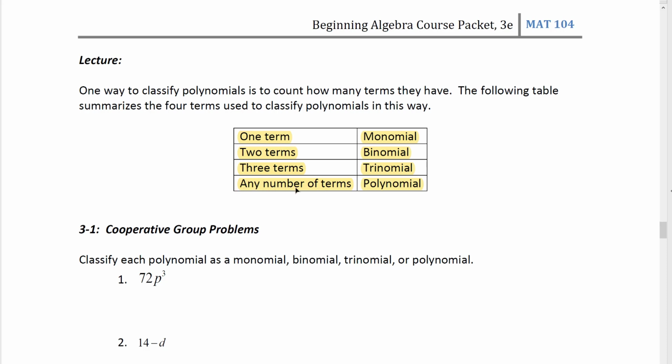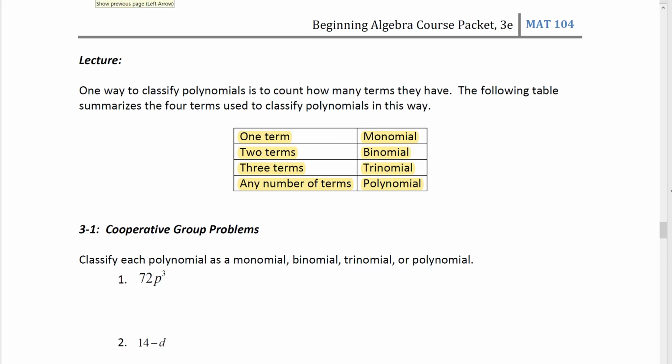And you'll notice this actually says any number of terms. A 1-term polynomial is called a monomial, but it's still a polynomial. Monomial is just more descriptive. 2 terms is a polynomial, but we can also call it a binomial, more descriptive. And again, a trinomial is just a more descriptive way of describing a polynomial with 3 terms. So they're all polynomials: 1 term, 2 terms, 3 terms, more terms. But for 1, 2, and 3 we have more descriptive words.